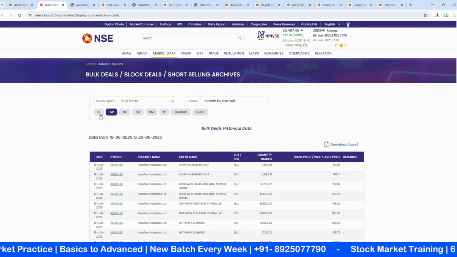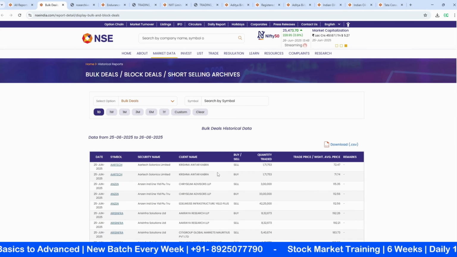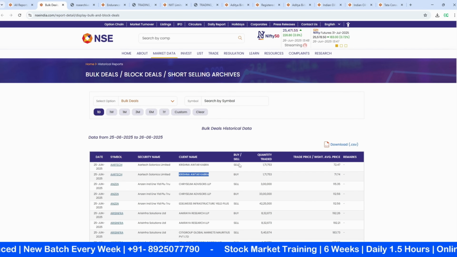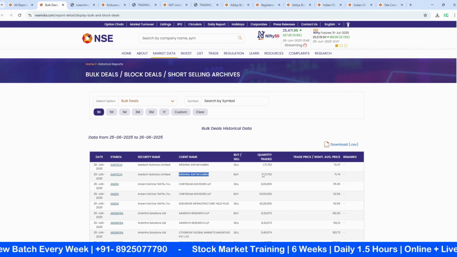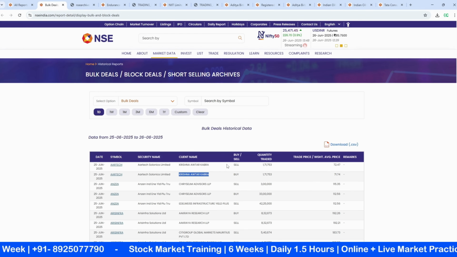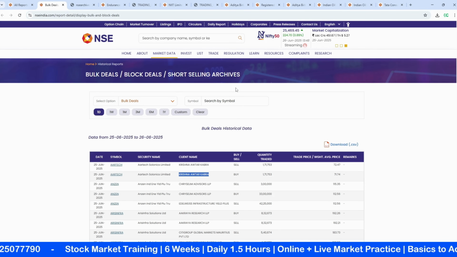If you go for bulk and block deals and download them, don't just look at the buy and sell, as I already told you about sometimes buying and selling. Look at the net value, whether net bought or net sold, and look at the price difference to make some sense out of it. I'll talk about use cases a bit later, but this data is available here.